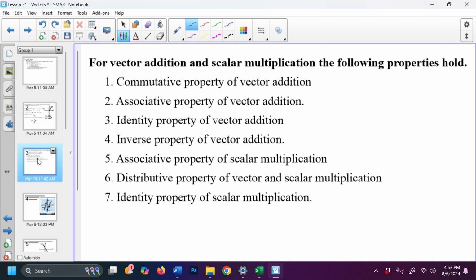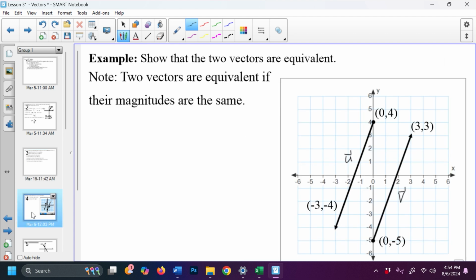For vector addition and scalar multiplication, the following properties hold true. The commutative property of vector addition holds true, so you can add your vectors in any order. You can associate your vectors in any way. The identity property of vector addition: if you add the ⟨0, 0⟩ vector, that is the identity property. The inverse property of vector addition. The associative property of scalar multiplication, the distributive property of vector and scalar multiplication, and the identity property of scalar multiplication.